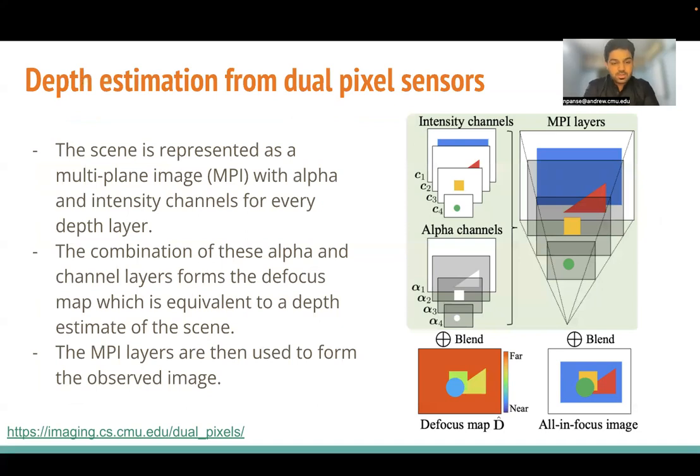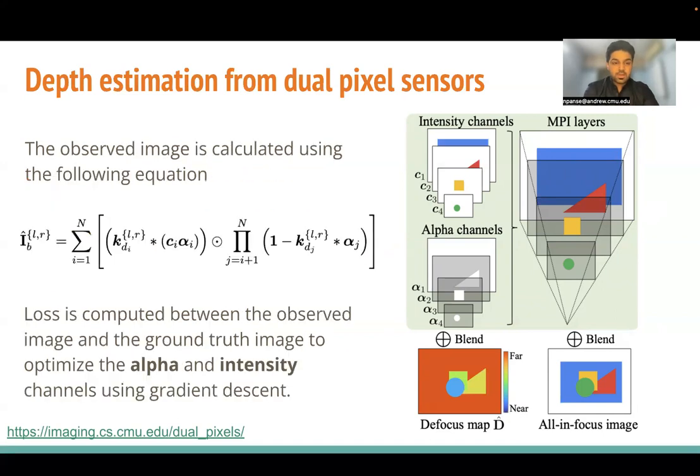What they did here was they represented the entire scene as a multi-plane image where every plane is an approximation of some depth, and they represented every plane with an alpha and an intensity channel. The final goal is to compute alpha as well as the intensity channels. The combination of these alpha and intensity channels would give you a defocus map that is an approximation of the depth, and the combination of the MPI layers in itself will give you an all-in-focus image.